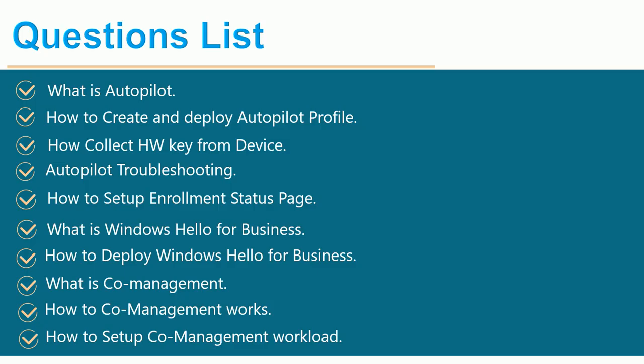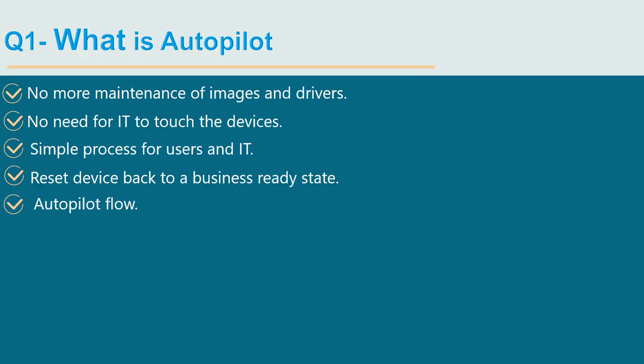So in this video I will be covering the 10 questions listed here. What is Autopilot, how to create and deploy an Autopilot profile, how to collect the hardware key from the device, Autopilot troubleshooting, how to set up the enrollment status page, what is Windows Hello for Business, how to deploy Windows Hello for Business, what is co-management, how co-management works, and how to set up the co-management workloads. So let's get started with the first question.